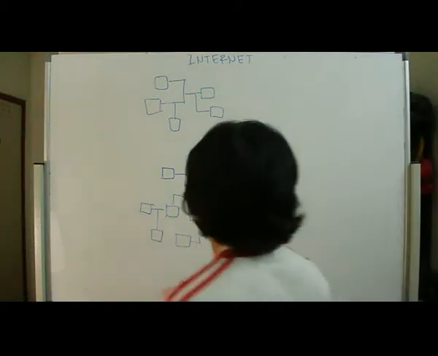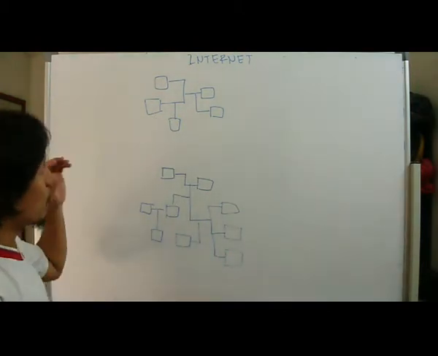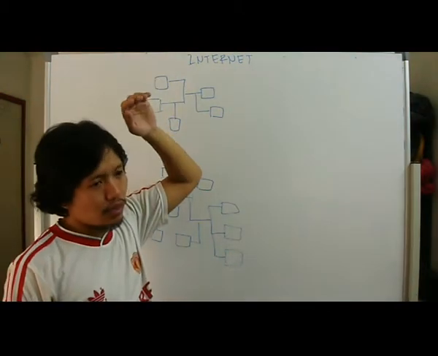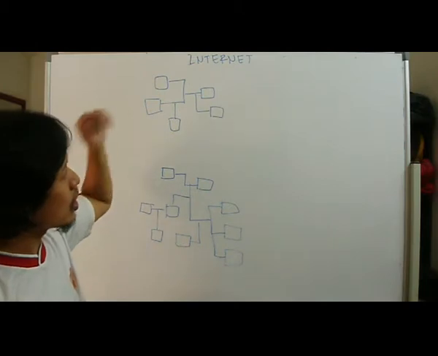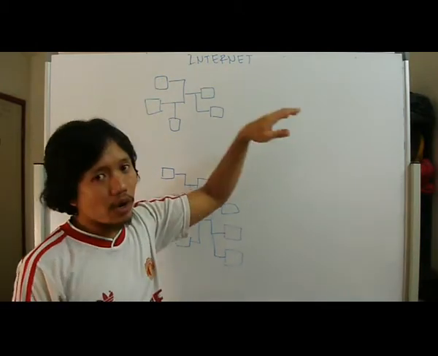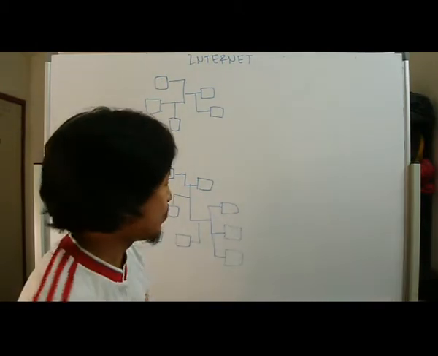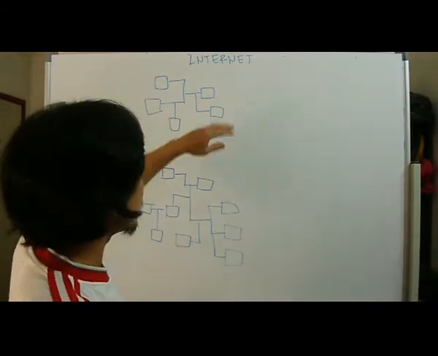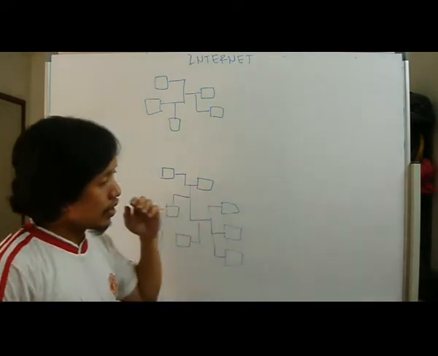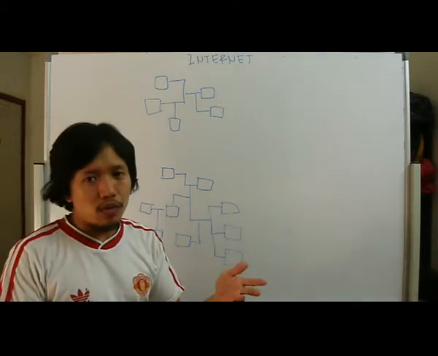Alright, now we can talk about what we call the internet. This is week 9, and we'll talk about the internet, then the World Wide Web, and then e-commerce. Now, what is the internet? First, we'll talk about what we call networks.